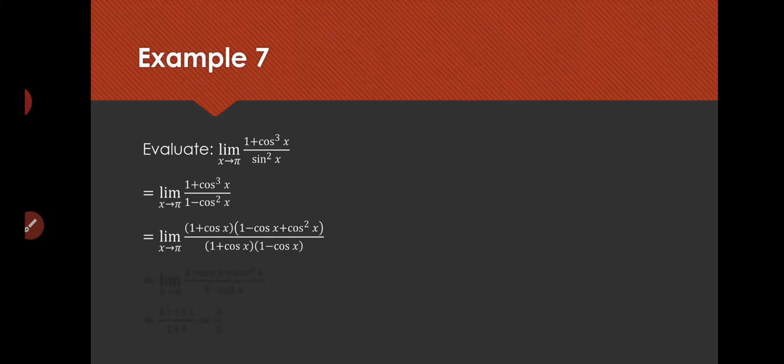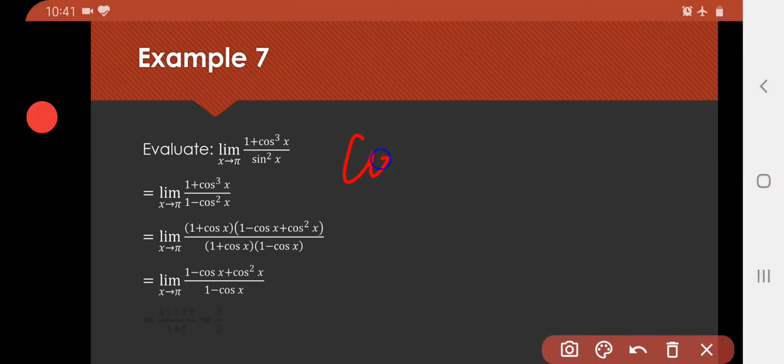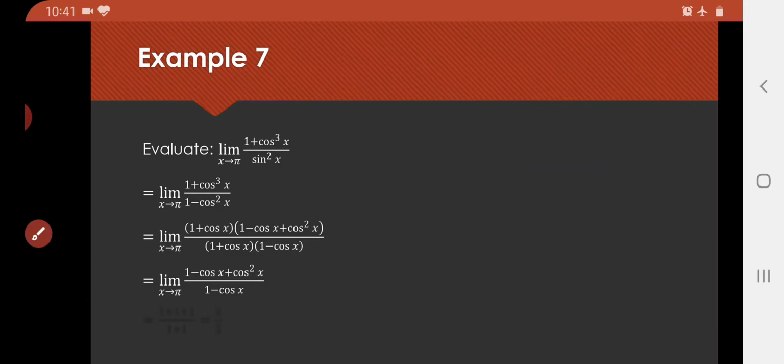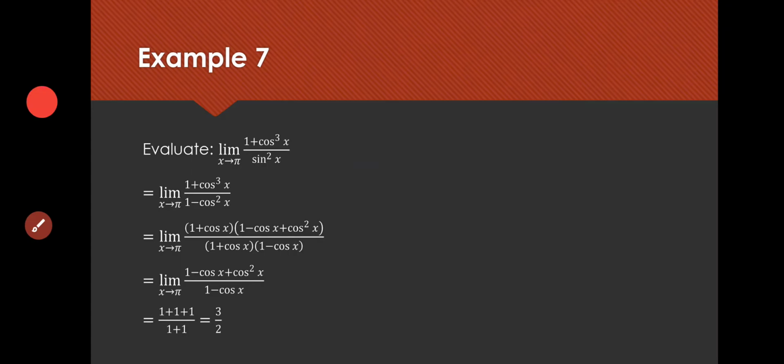Now 1 plus cos x is the common factor, I can cancel it out. So after cancelling it out, I am left with (1 minus cos x plus cos square x) by (1 minus cos x). So now let me put the value of x. Now at x equals pi, cos pi is minus 1. If you just remember, cos pi is minus 1. So after putting it, it becomes 1 plus 1 plus 1, that is 3. And in the denominator it is 1 plus 1, that is 2. So therefore your answer is 3 by 2.